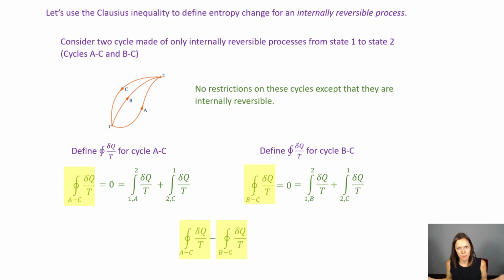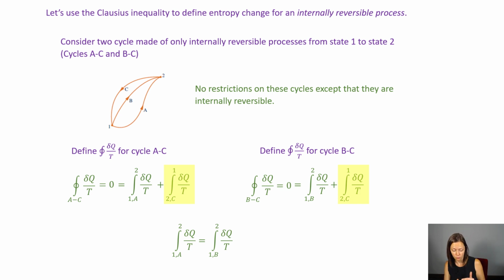I notice that since each one of those is equal to 0, 0 minus 0 is 0. The other thing I notice is that I've got the same term in each one of those, so those are just going to subtract out. What I'm left with is that the integral from 1 to 2 along path A is the same as the integral from 1 to 2 along path B, which means it does not matter what path I take. It's independent of the path.